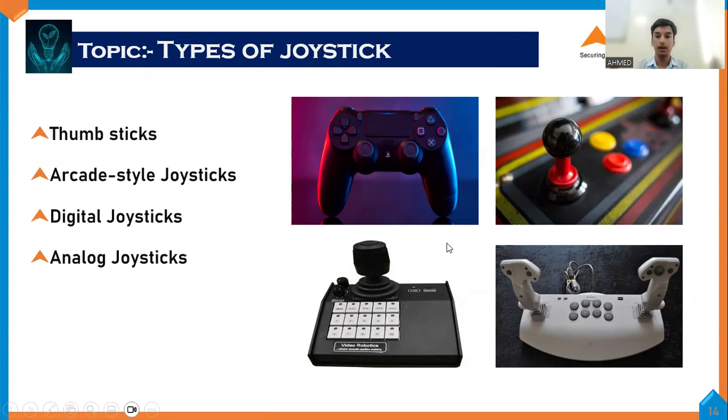There are different types of joysticks like thumbsticks, arcade styles, and digital and analog. These four, as I mentioned here, are the types. There are pictures. The first one is thumbsticks, and then arcade machines.